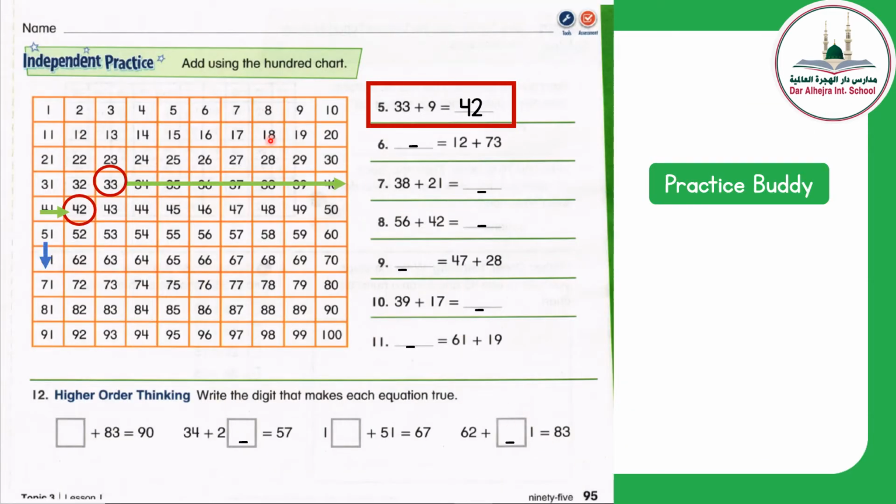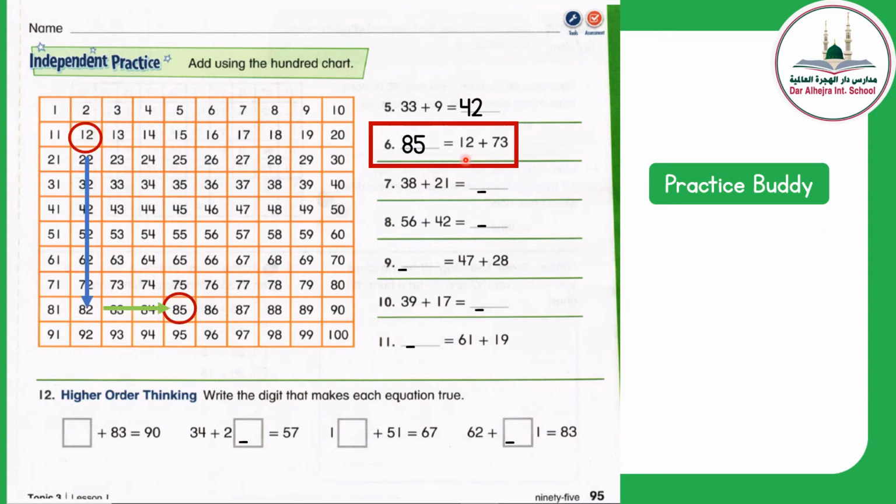On page number 95, we have to do independent practice, and we have to use the 100 charts to solve our equations. For example, the first one is being solved and explained here. 33 plus 9, we start from 33 and then move 9 spaces forward. Finally, we reach 42, so we can write here 42.